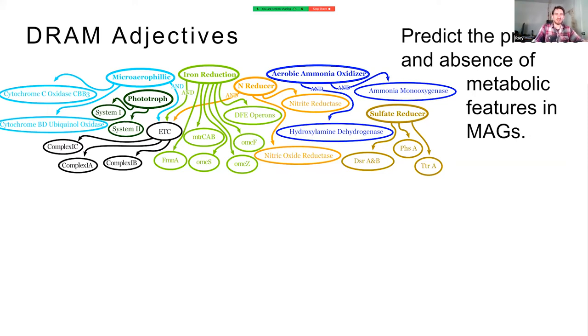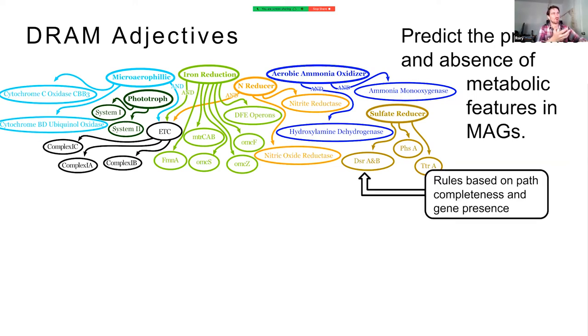So this graph here that you're seeing is just a kind of intellectual idea of how things are working. The requirement of an ETC pathway, some sort of module for ETC, is a component of nitrogen reducing and iron reduction. It's kind of common sense stuff, but multiple genes are required for each of these processes. And we think we've got a really great way to assess, based on the presence or absence of those genes, whether or not your mag is going to be able to perform these actions.